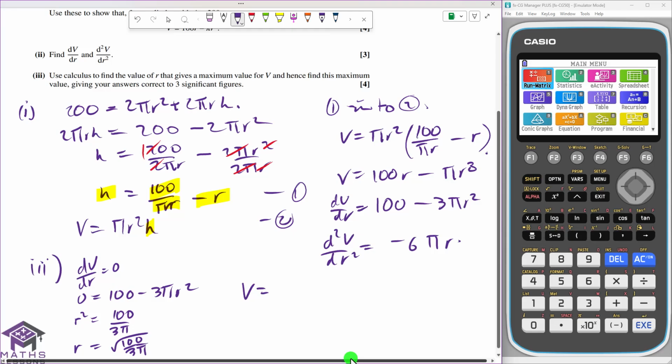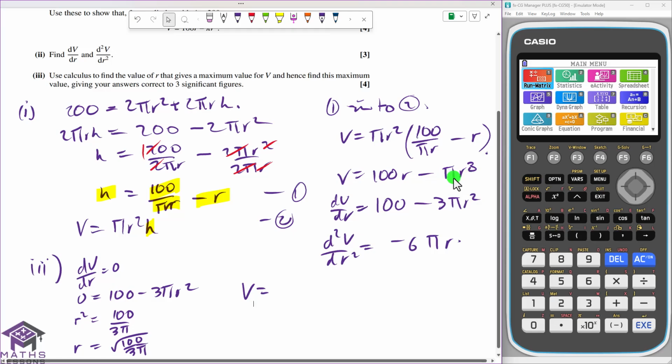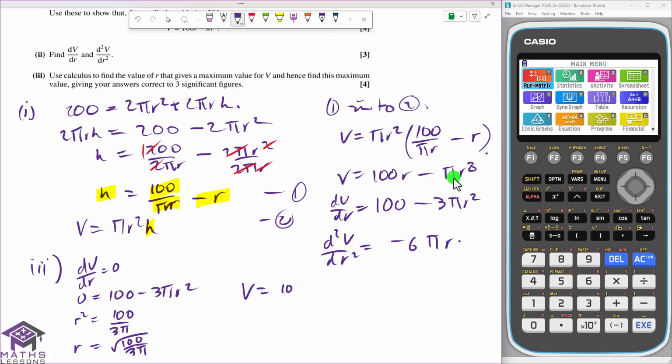Use calculus to find the value of r that gives the maximum value for V, and hence find this maximum value. So we've got to find the maximum value. So we put this result back into the formula for V here. So we've got 100 times the square root of 100 over 3 pi, minus pi times the square root of 100 over 3 pi, and we've got that cubed.